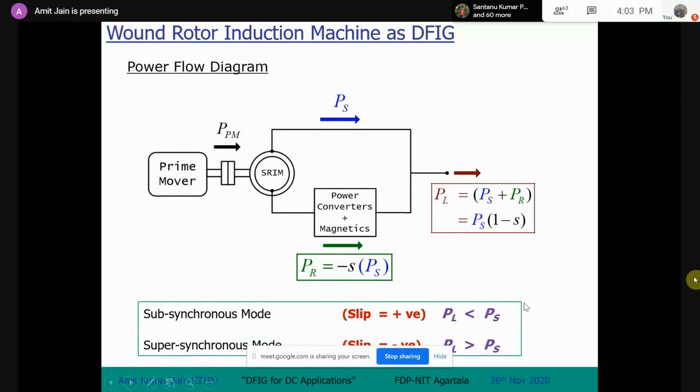This I already mentioned. Depending on whether slip is positive or negative, the power in the rotor side converter will either flow here or flow backwards. But this is always at rated value of the machine.